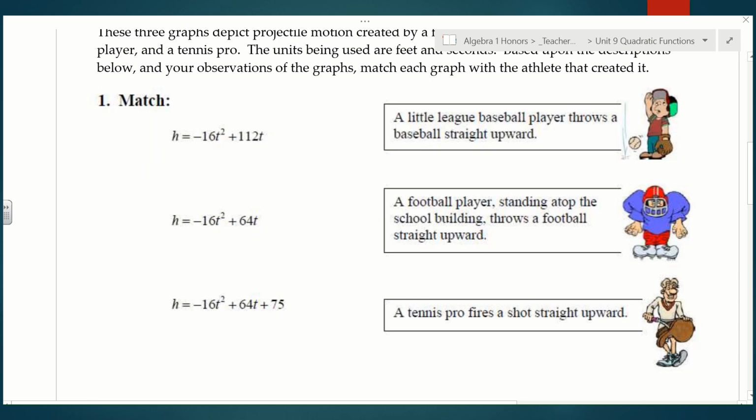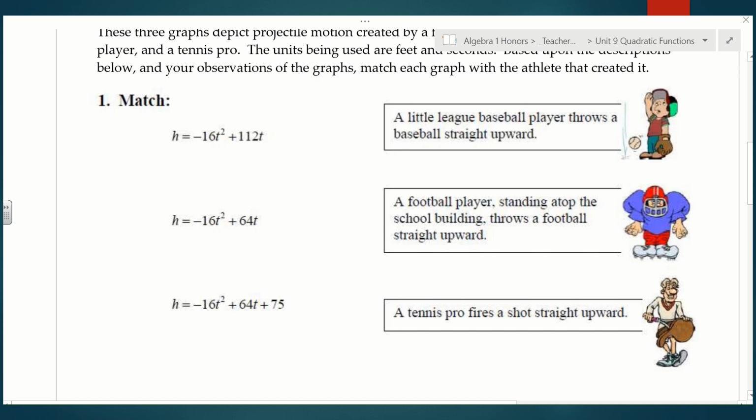First things first, if you can tell, all of our equations have a leading coefficient, or an A term, that's negative. That's what makes our parabolas all open downward. So that's why all 3 quadratic functions that you see graphed there are opening downward: the A term is negative 16 for all of them.